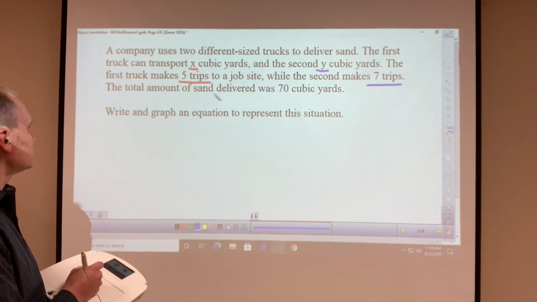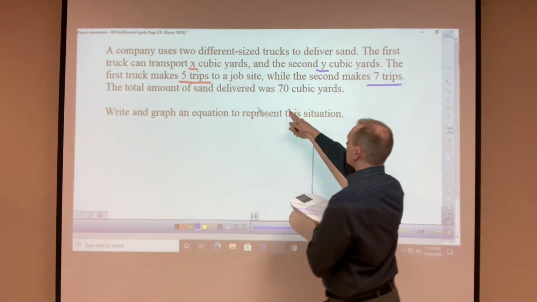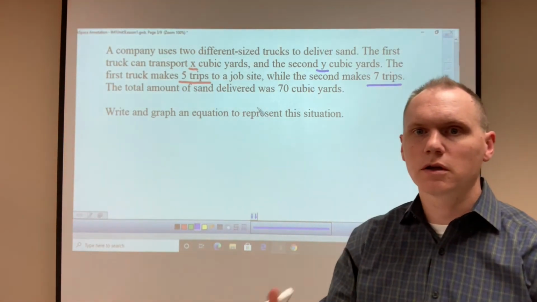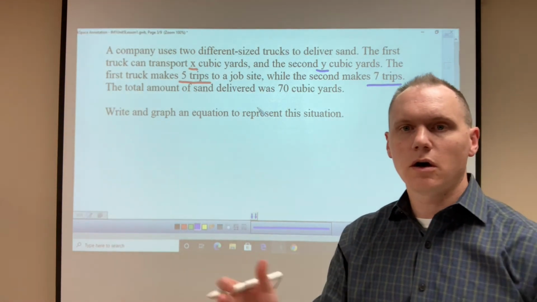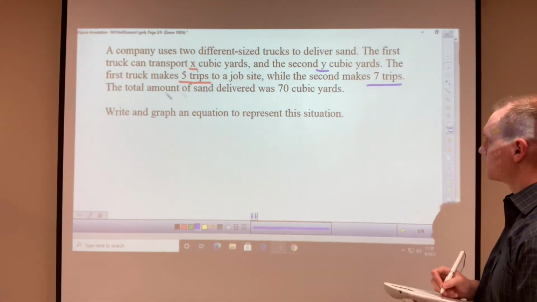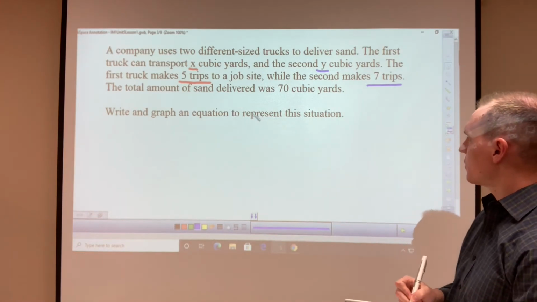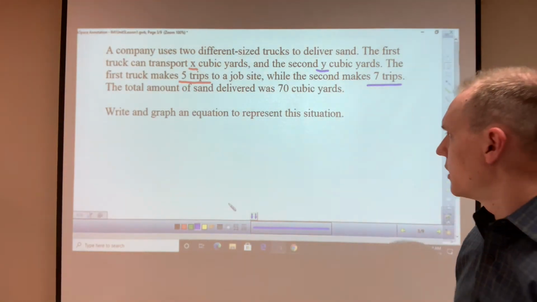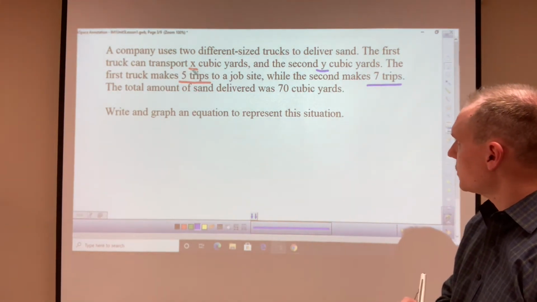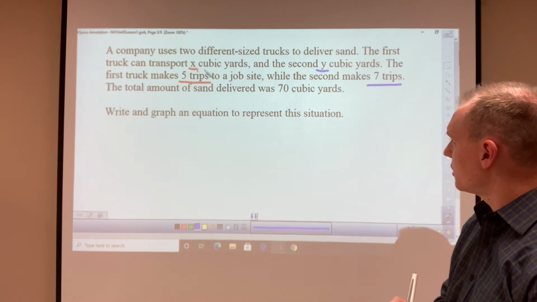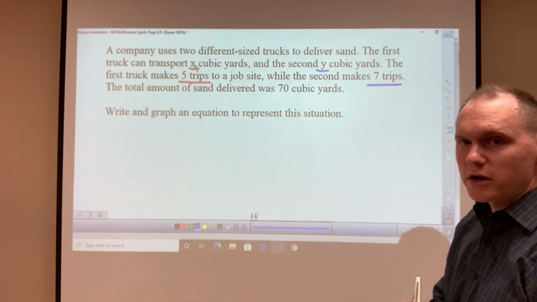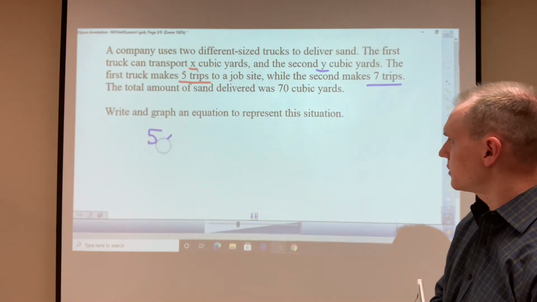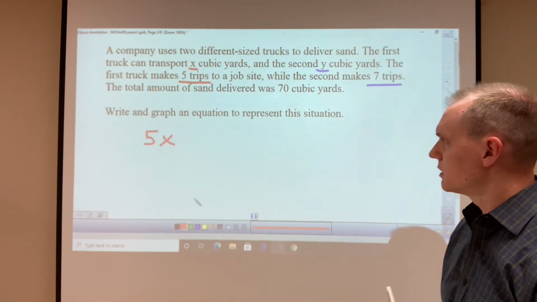The total amount of sand delivered was 70 cubic yards. So altogether, if we add the total that the first truck took and the total that the second truck took, altogether that makes the total amount of sand that was delivered. So it says write and graph an equation to represent this situation. Again, we've done something like this before in terms of writing it. All right, if the first truck makes 5 trips, each one carrying X cubic yards, that's going to be 5X, and let me put that in red, 5X.